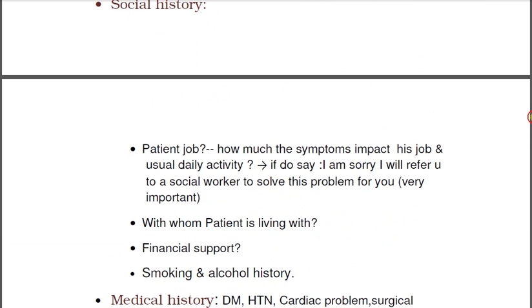Social history. And what about your job? What do you do for a living? How much do the symptoms affect your job and usual daily activities? I'm sorry for that. I'm going to refer you to a social worker if your usual daily activities are affected. I'm sorry again. I'm going to refer you to an occupational health care worker to give you the full care regarding your job if the job is affected. With whom are you living and who's supporting you at home? What about your financial support? Do you smoke at all? Do you drink alcohol?